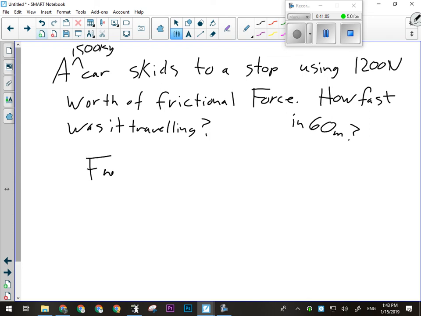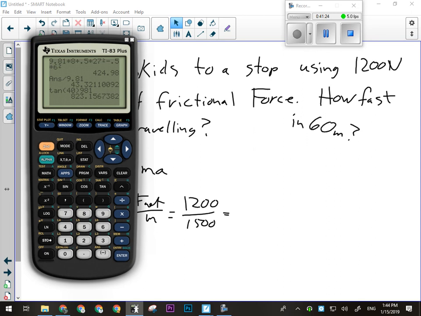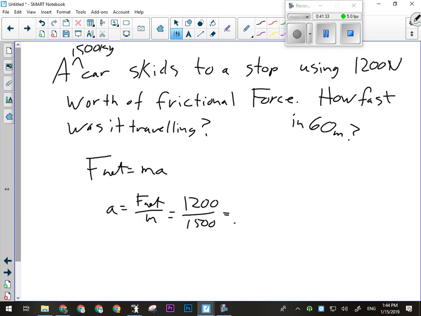So our net force is mass times acceleration, and we're looking for the acceleration of the car because we're looking for how fast the car was traveling initially. So acceleration will be F net divided by M, so that'll be 1200 divided by 1500. It's not a very big acceleration, it's a bit unrealistic, I guess. Okay, so our acceleration is 0.8 meters per second squared. That's negative because it's slowing down.